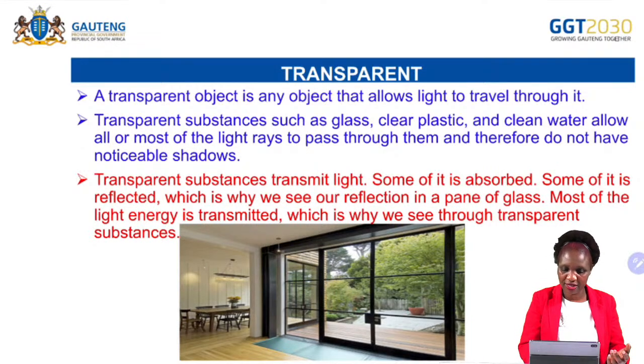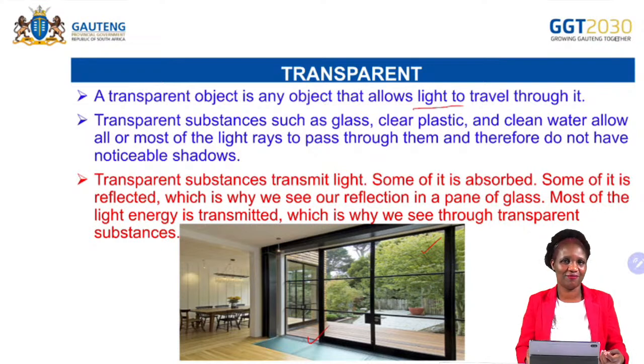For example, let's look at this glass door. This is interesting. We can see the images outside. We can see trees. It means light is traveling through. Okay. And then it means it is transparent. Why? Because no light is being blocked. Okay. A transparent object is any object that allows light to travel through it.